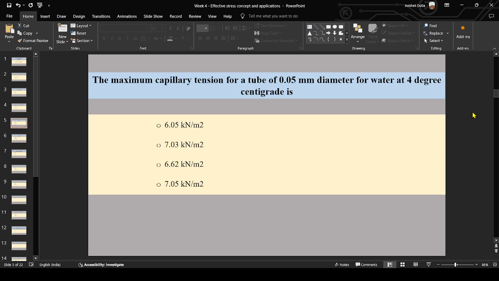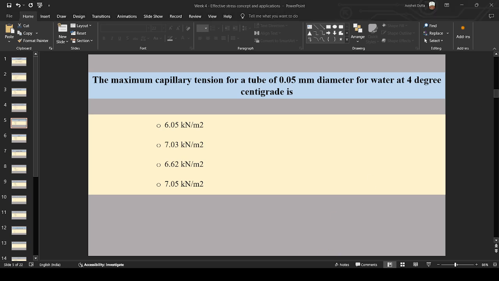I'll repeat the question. The maximum capillary tension for a tube of 0.05 mm diameter for water at 4 degrees centigrade is: 6.05 kilonewton per meter square, 7.03 kilonewton per meter square, 6.62 kilonewton per meter square, or 7.05 kilonewton per meter square. Write down the data very carefully because this is a numerical.